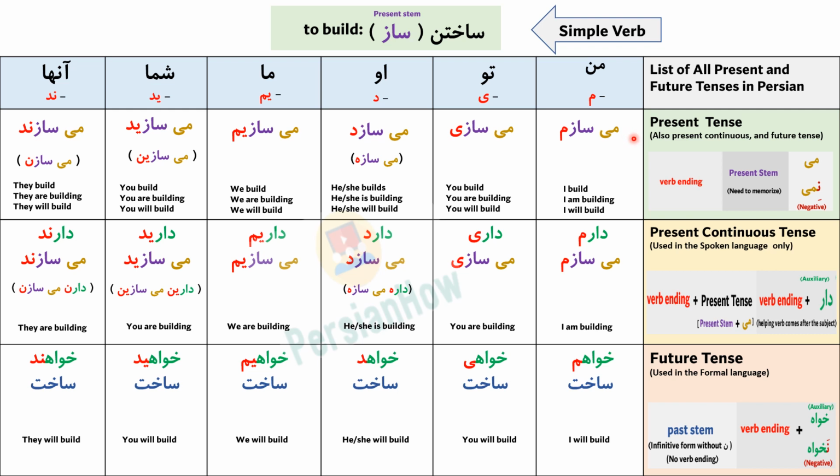So the first one, میسازم, میسازی, میسازد, informal, میسازه, میسازیم, میسازید, informal, میسازین, and then میسازند, informal, میسازن. Next one, دارم میسازم, داری میسازی, دارد میسازد, informal, داره میسازه, داریم میسازیم, دارید میسازید, informal, دارین میسازین, دارند میسازند, informal, دارن میسازن. For future tense, خواهم ساخت, خواهی ساخت, خواهد ساخت, خواهیم ساخت, خواهید ساخت, خواهند ساخت.